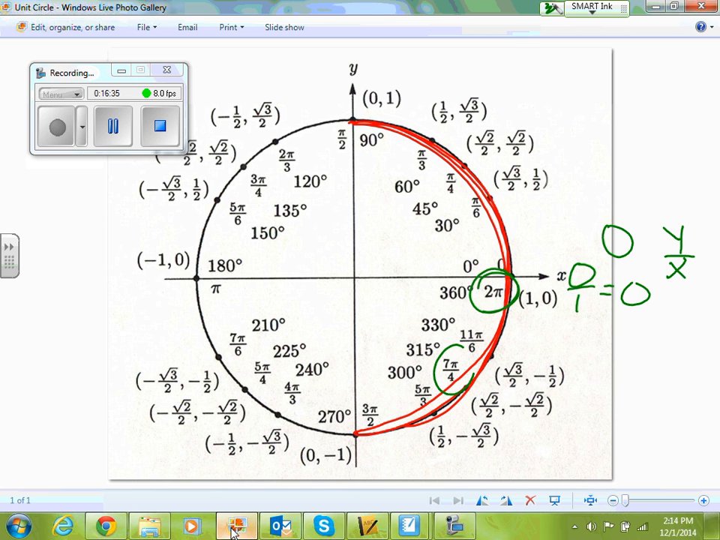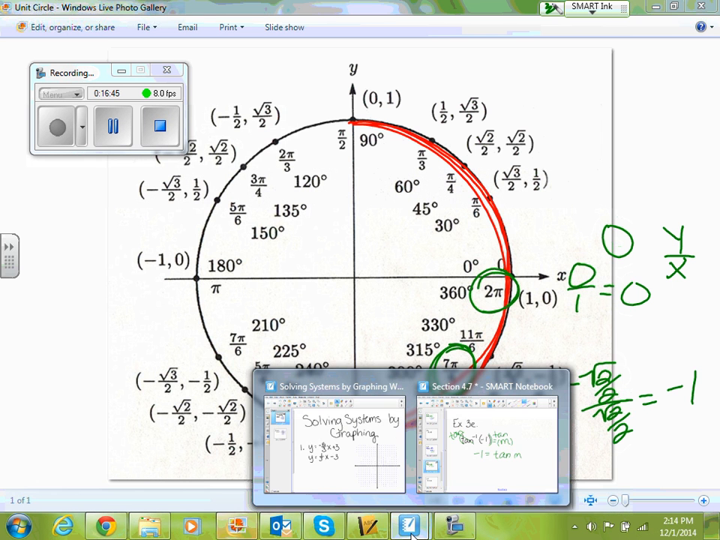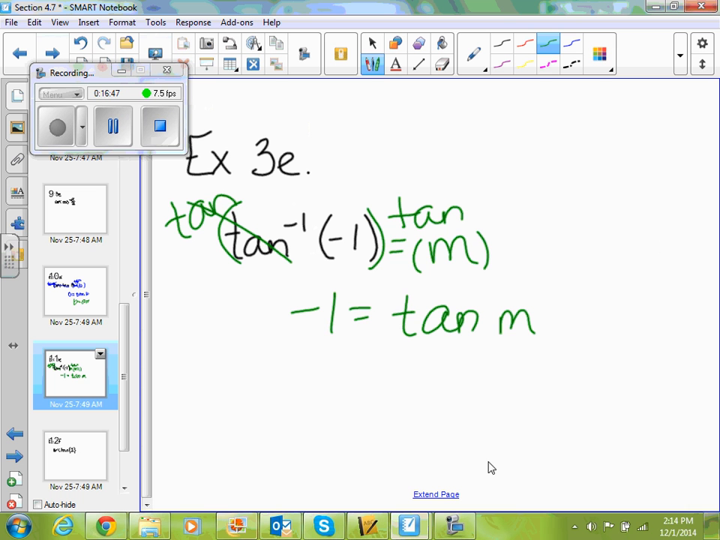7 pi over 4, very good. Negative square root of 2 over 2 divided by square root of 2 over 2 simplifies to be -1. So I know that tangent of m equals -1 is at 7 pi over 4, so that tells me that m is equal to 7 pi over 4.